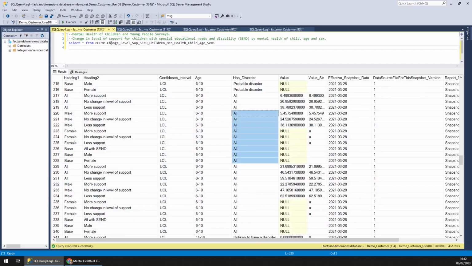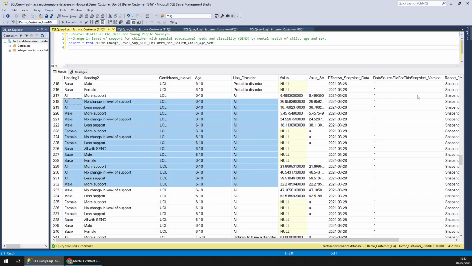And finally, change in level of support for children with special educational needs and disability by mental health of child, age and sex. And you can see what we have by having a quick look there.